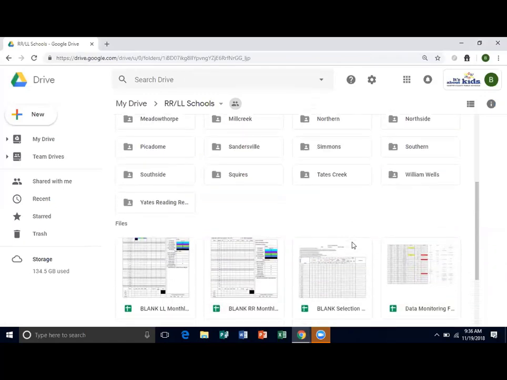So this form has kind of evolved over time. We keep tinkering with it a little bit. I'll do the blank one, and then I can pull up one that's complete. Because some of my teachers haven't made the shift over to this new one.